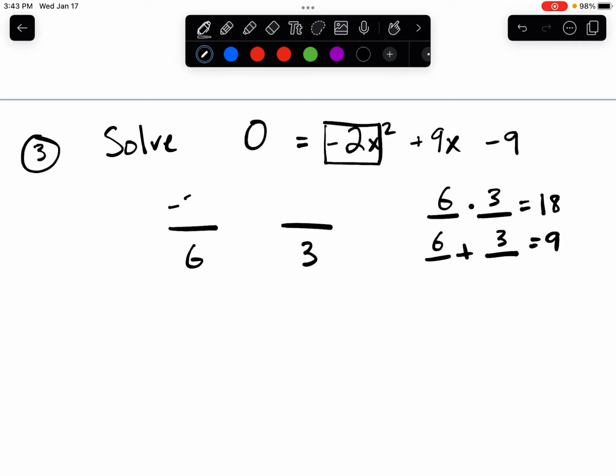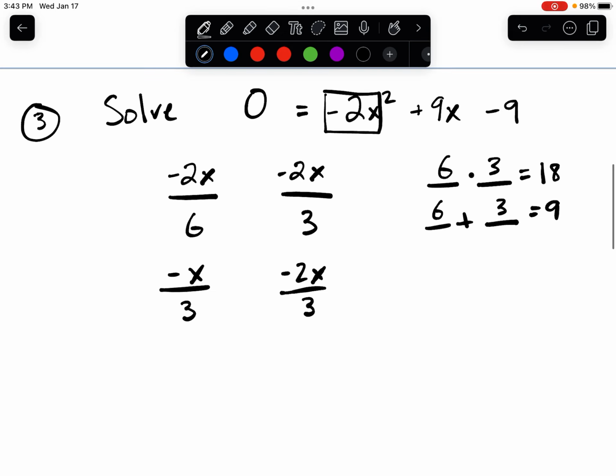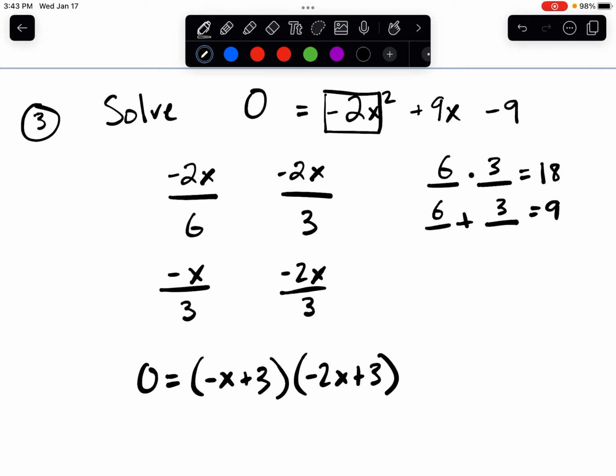And then the numerator, I'm taking this -2x. And so now I'm just going to try to simplify these. And so if I simplify these, if I divide these by 2, right, we get -x over 3, and we get -2x over 3 as well. And when you do this, we get something interesting, right? We get 0 equals -x plus 3 and -2x plus 3.